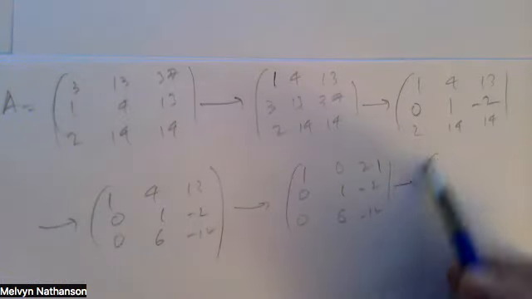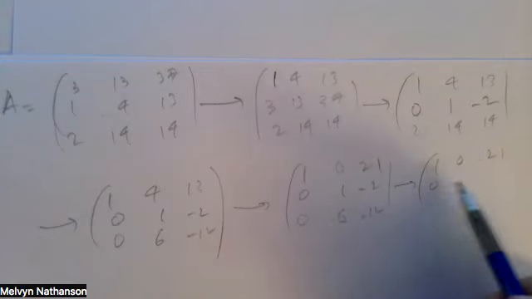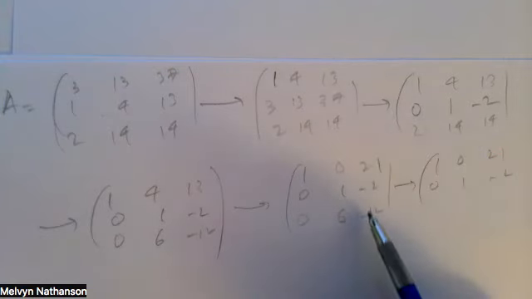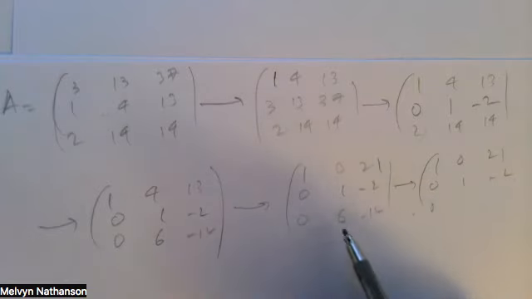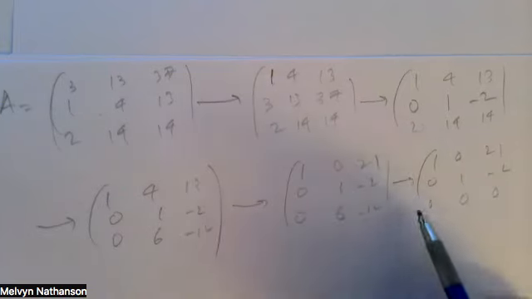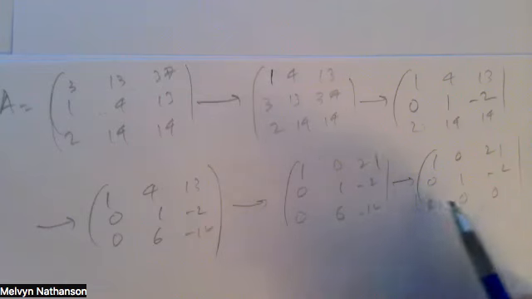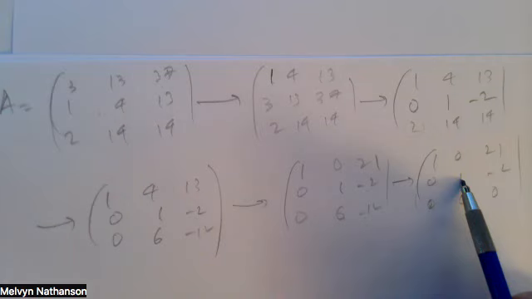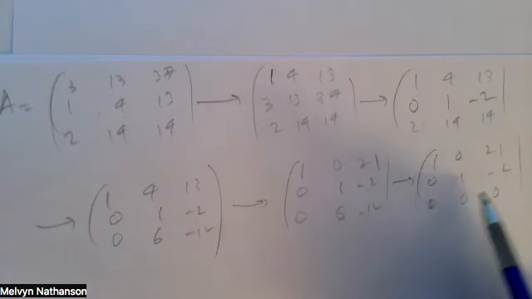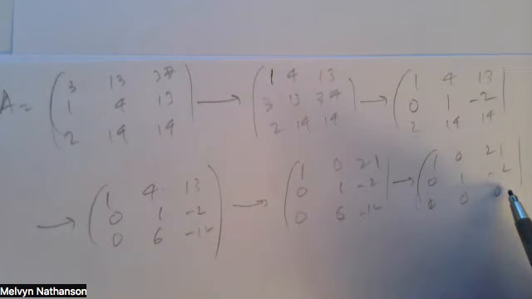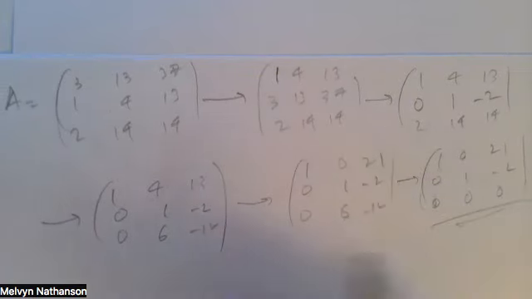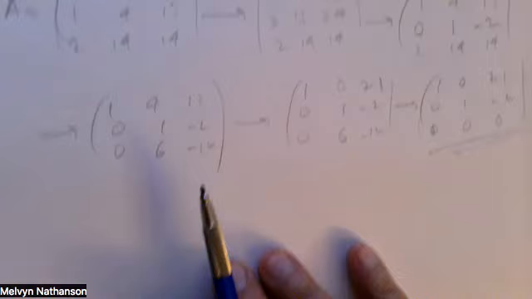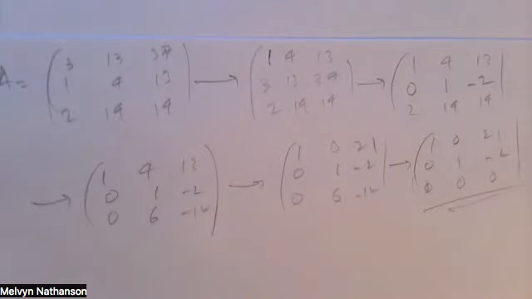I want a 0 here. So I take the third row minus 6 times the second row. 0 minus 0 is 0. 6 minus 6 is 0. Minus 12 plus 12 is 0. Okay. So here is my 1, and everything above it is 0. And the 1 in the second row is to the right of the 1 in the first row. And now the third row is all zeros, and it's at the bottom, so I'm done. So this matrix is now in reduced row echelon form.